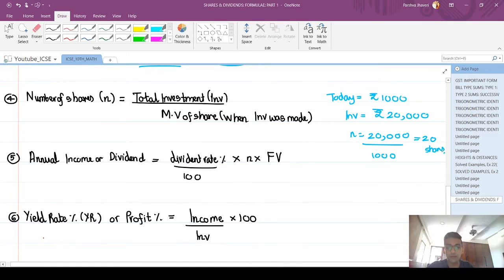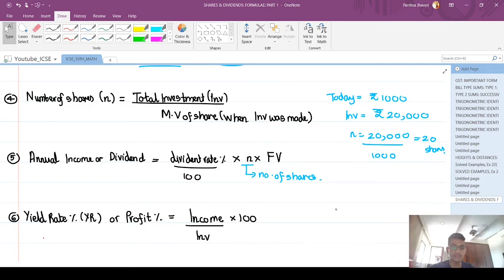And lastly, we come to annual income or dividend. As I told you, if you are a shareholder, you are entitled to a portion of the profits the company makes in proportion to how many shares you own. So that annual income is calculated by putting the rate of dividend upon 100 into number of shares. This n is number of shares into face value.